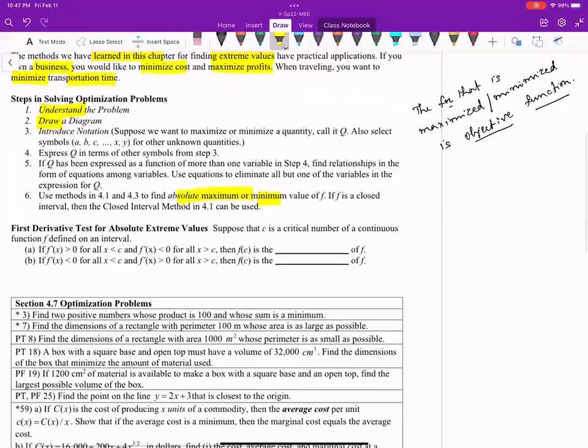The first derivative test for absolute extreme values. Suppose that c is a critical number of a continuous function defined on an interval. Then if f prime x is more than 0 for all x less than c, and f prime x is less than 0 for all x greater than c, so that means the graph is increasing and then decreasing, then f of c is the absolute maximum.